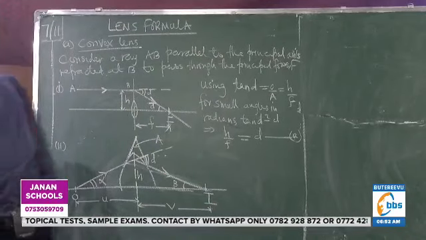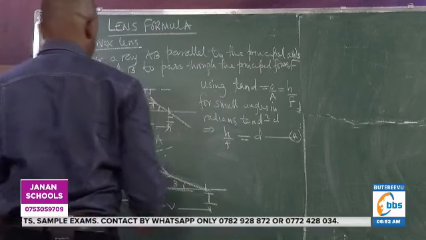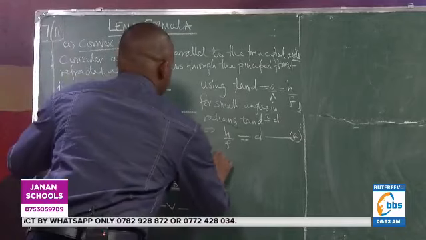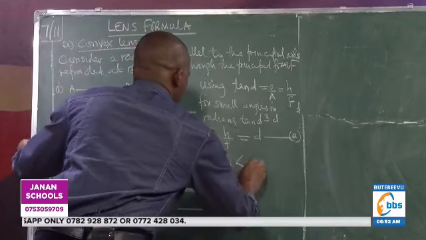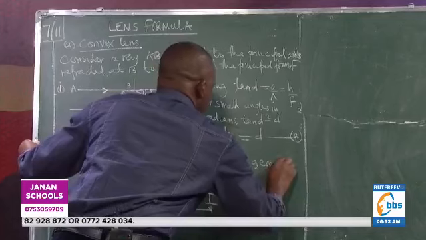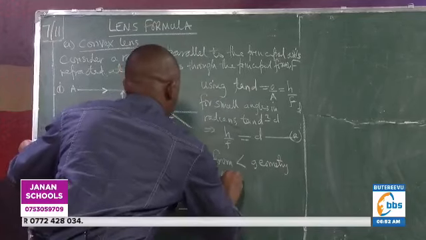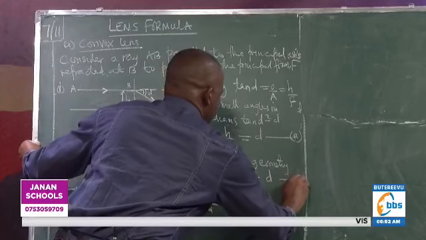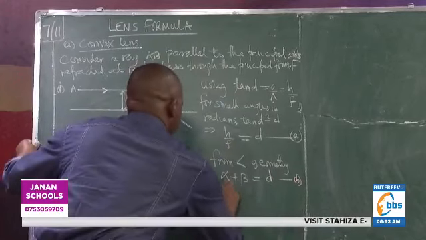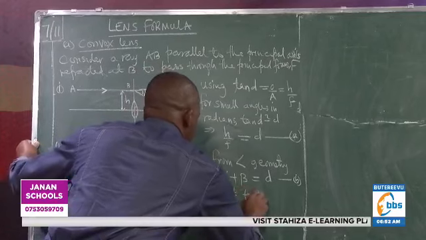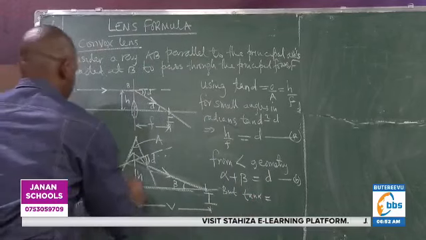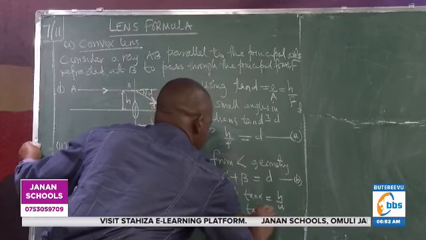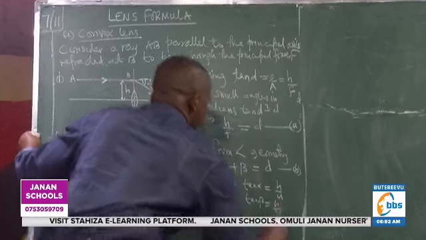After coming up with this quickly, we can say that from interior angles, from angle geometry, our alpha plus our beta should be equal to D. I'll call this B. But the tan of alpha from here will be H over U, and the tan of beta will be H over V.